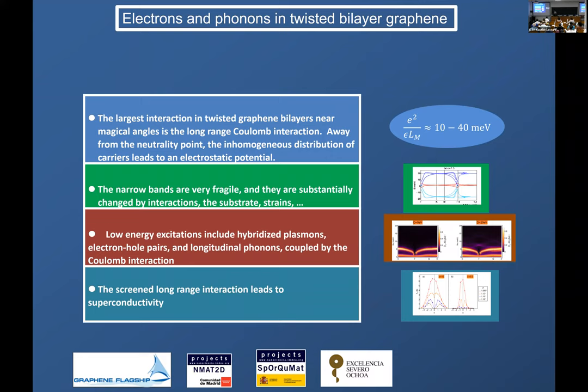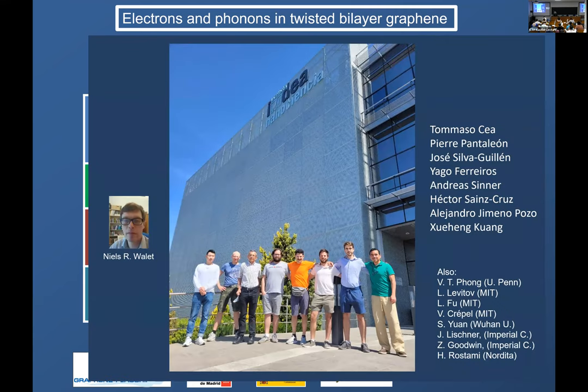First, the largest interaction is the Coulomb interaction. Then the narrow bands are very fragile. I didn't mention how strains or the substrate modify the narrow bands, but they also do a lot of damage to the bands. And then you can look at superconductivity in a diagrammatic fashion mediated by electron-hole pairs, plasmons, and longitudinal phonons. You can look at these low energy excitations, and they can mediate superconductivity. And this is it.